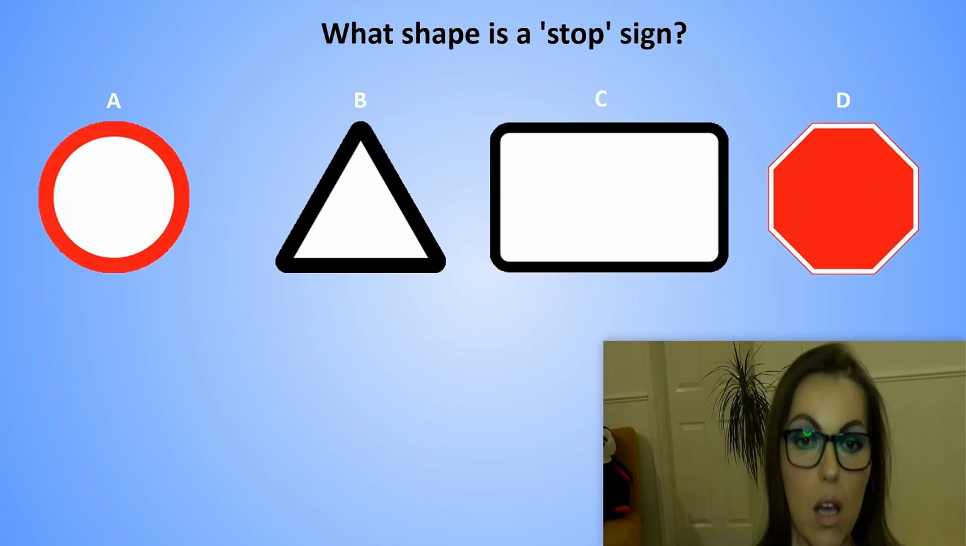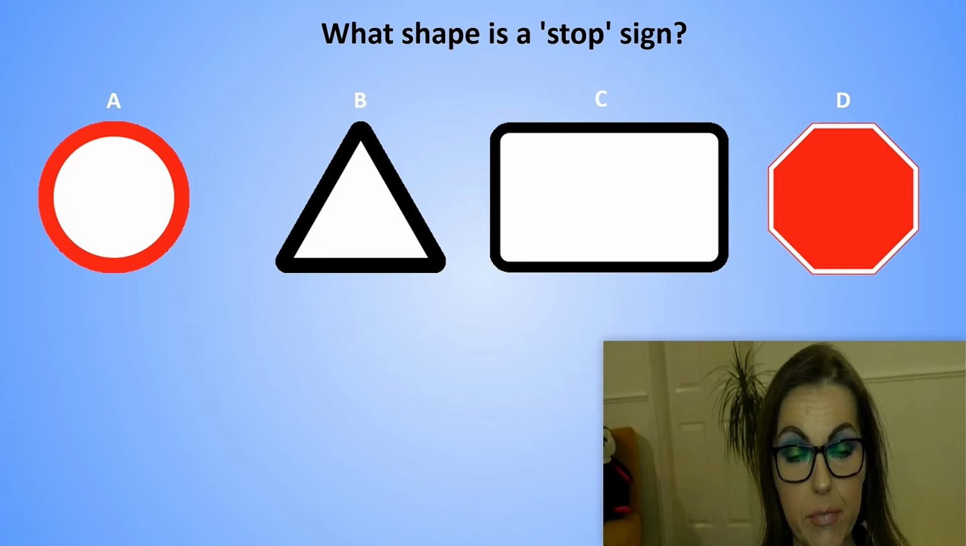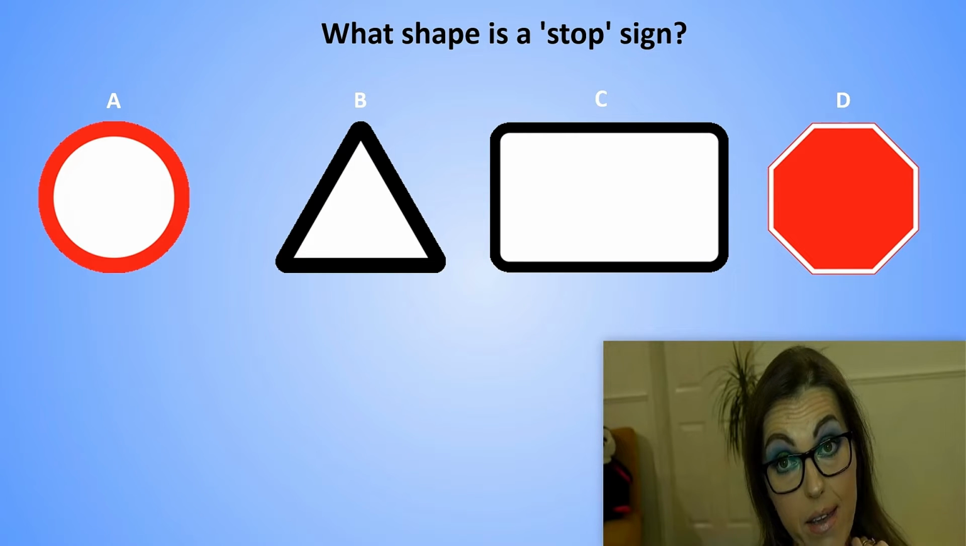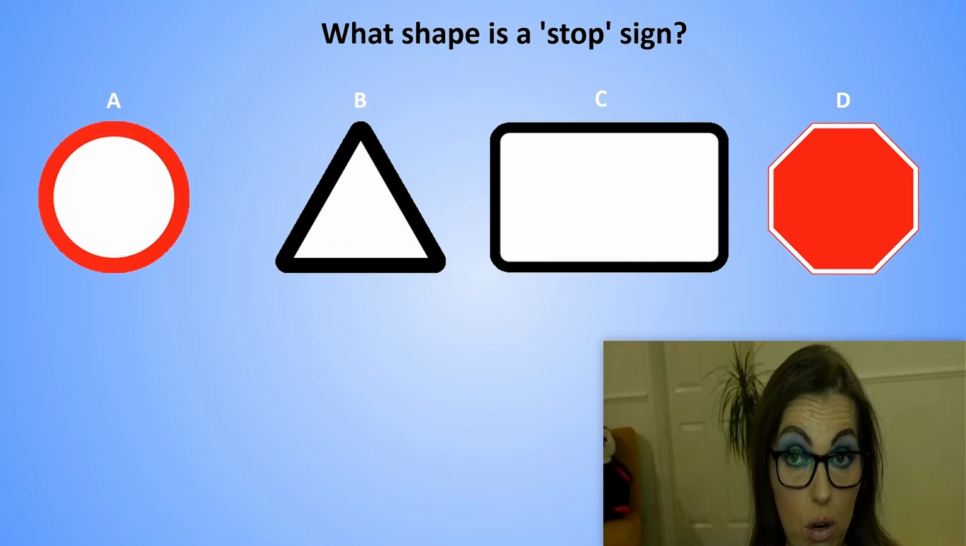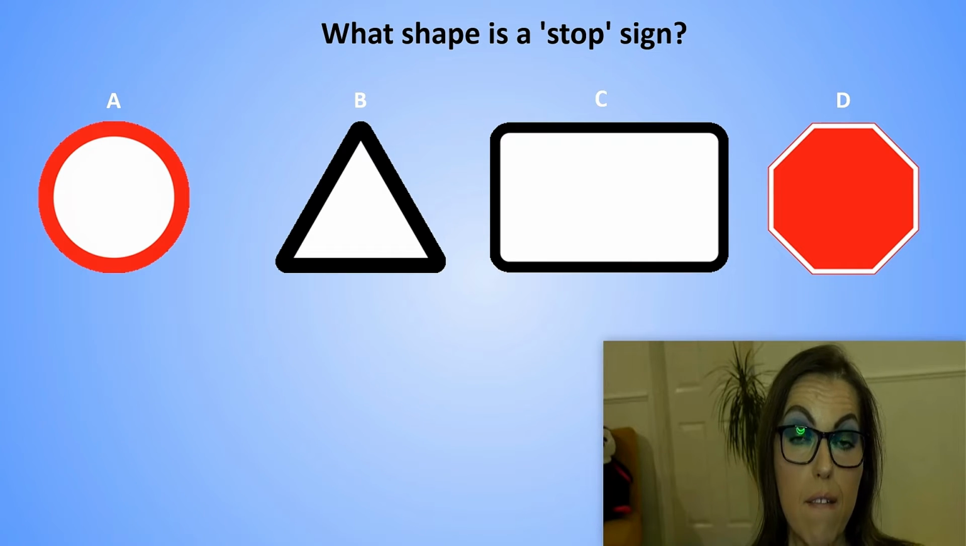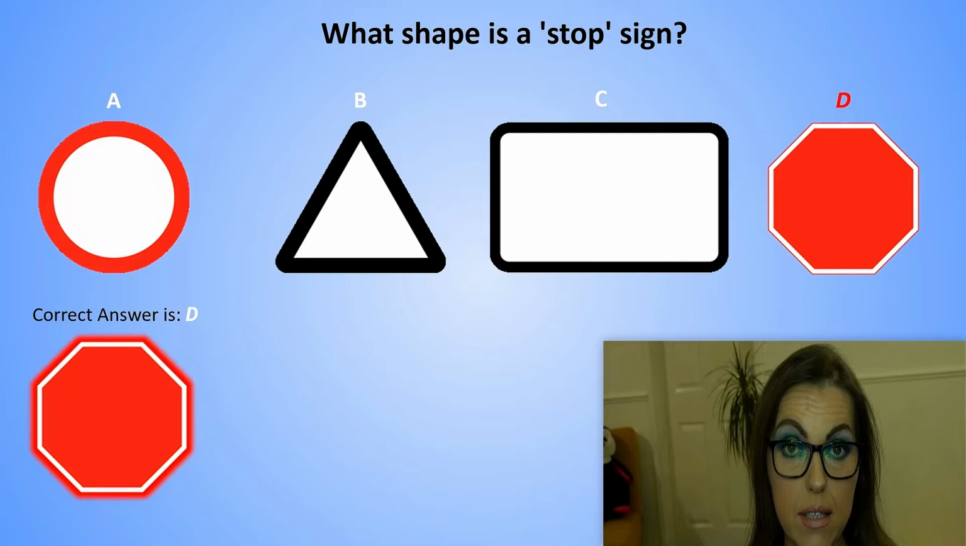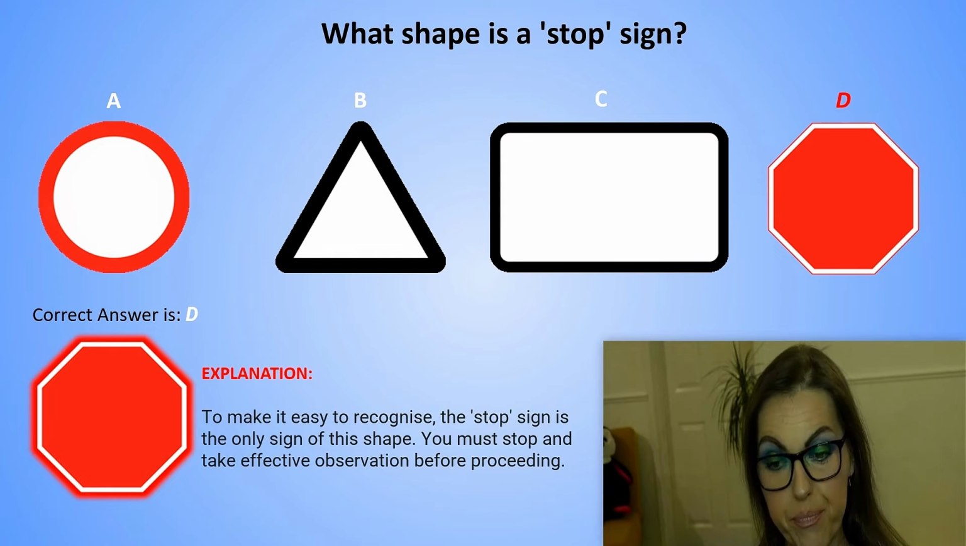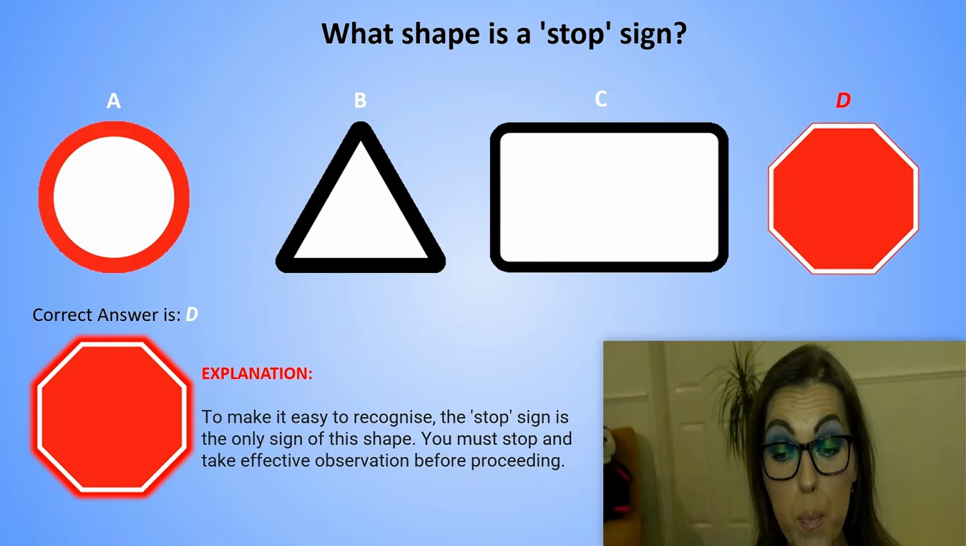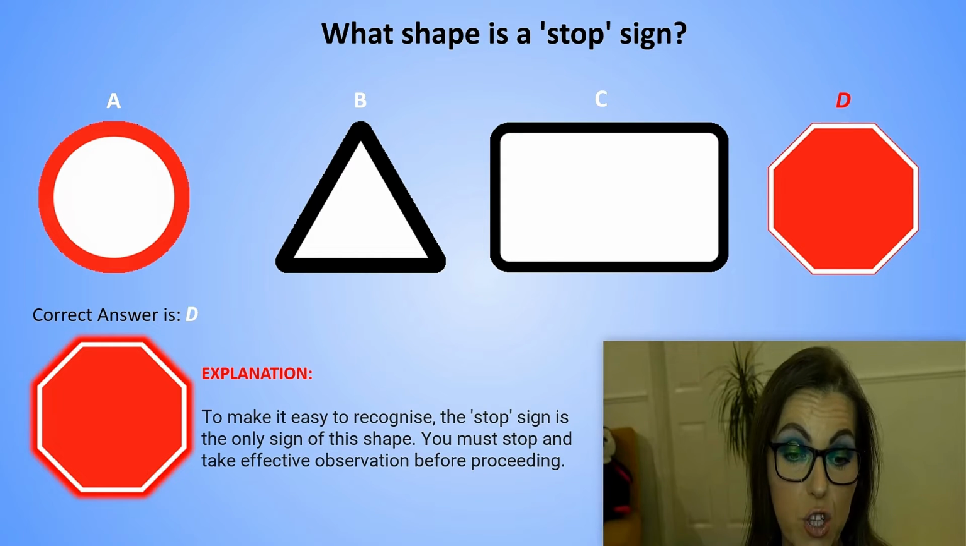Next question. What shape is a stop sign? Shape A, shape B, shape C, or shape D? 5, 4, 3, 2, 1. And the correct answer is D. Explanation. To make it easy to recognize, the stop sign is the only sign of this shape. You must stop and take effective observation before proceeding.